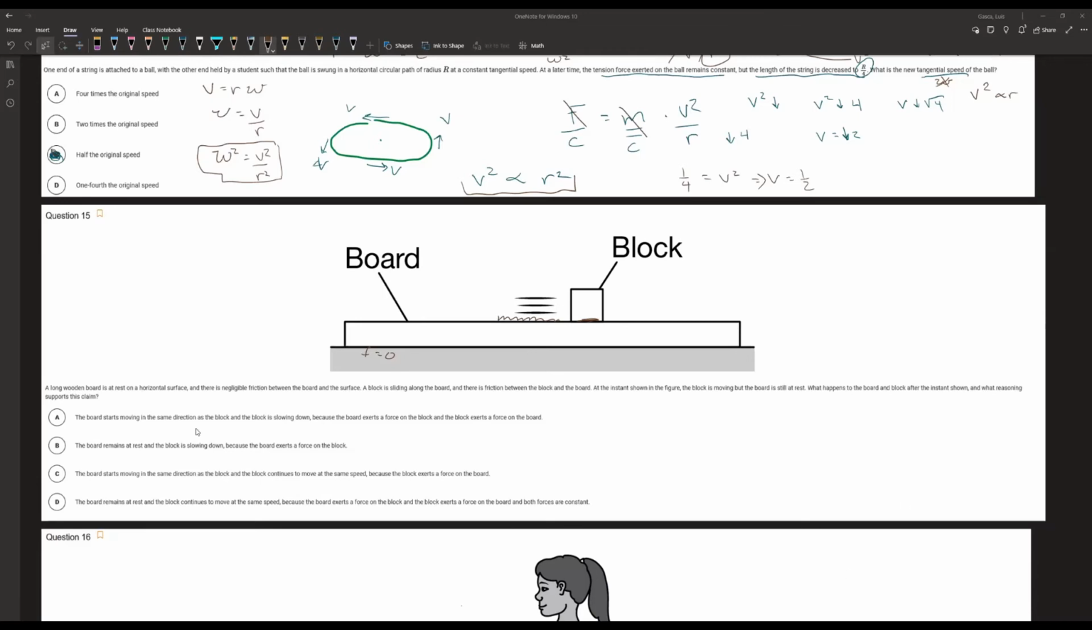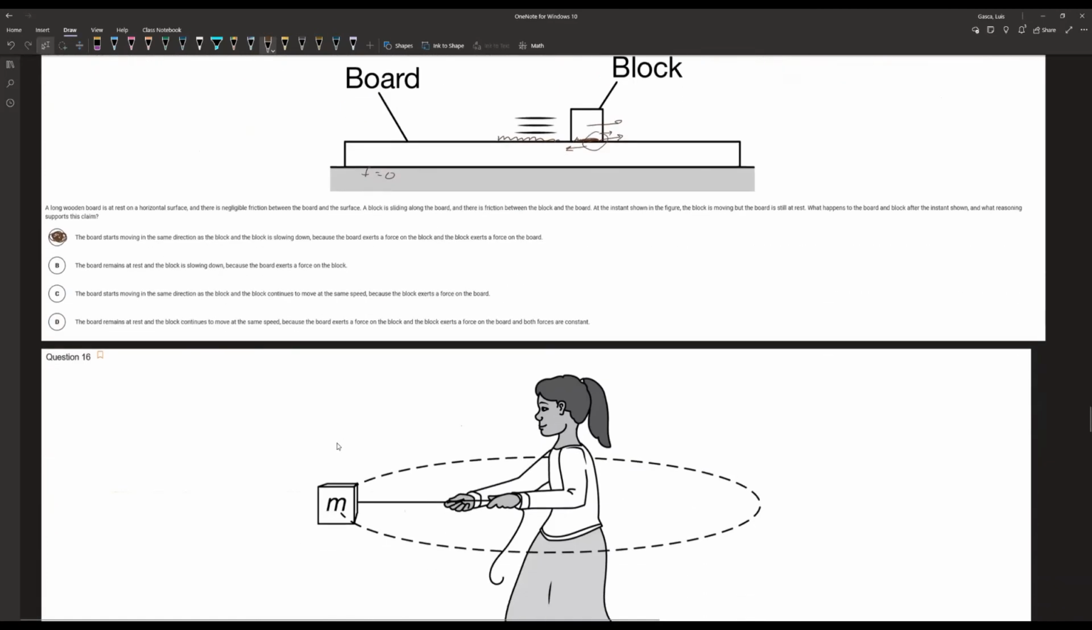Okay, so I think basically the friction is going to tug on this guy. As the block moves this way, the board would want to slide that way, but the friction is going to bring it with it. So the board is going to start moving in the same direction as the block, and the block will slow down because the board exerts a force on the block and the block exerts a force on the board. This is Newton's third law there.